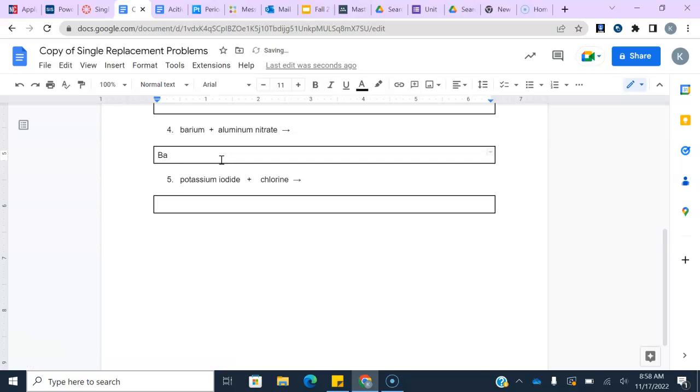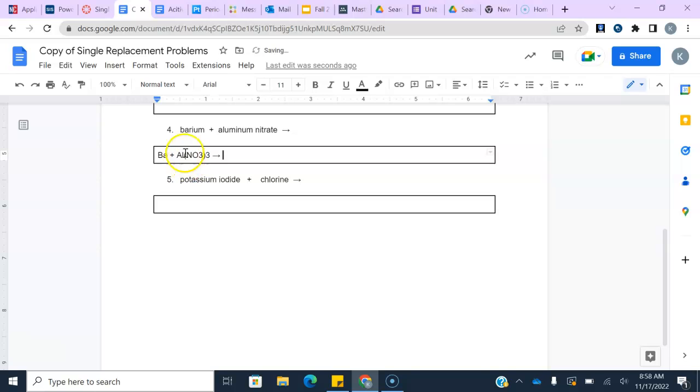So Ba, barium, plus Al(NO3)3. Okay, this has to be a 3 here because the charge on aluminum is 3 plus, NO3 is minus 1. When you swap, drop, and chop, you get (NO3)3. Okay, and I'm just going to copy this so I can paste it in.